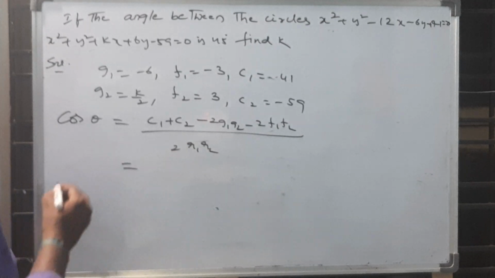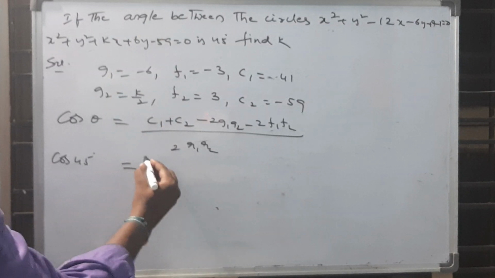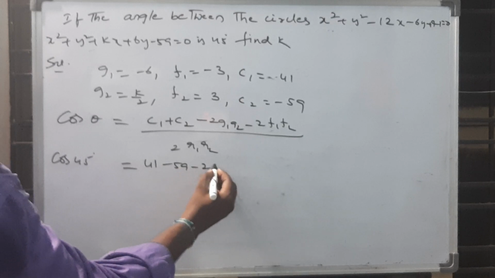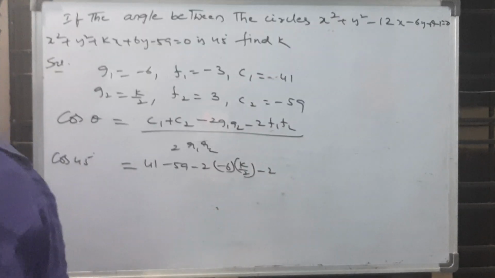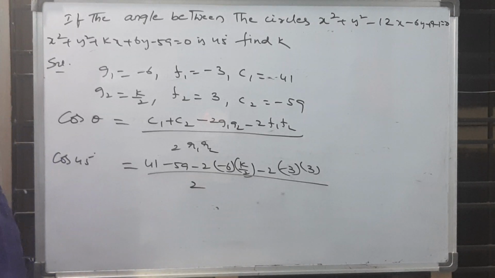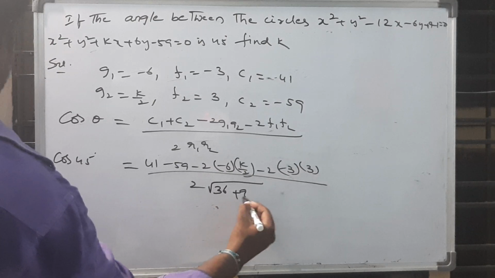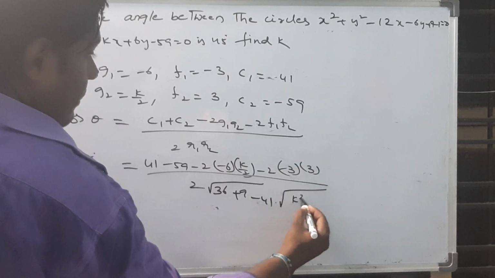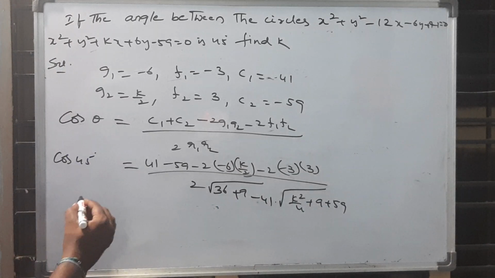That is equal to, already theta value is given. Theta is 45 degrees. Cos 45 degrees equal to c1 plus c2 minus 2 g1 g2 minus 2 f1 f2. C1 is 41, C2 is minus 59, minus 2 into G1 is minus 6, G2 is k by 2, minus 2 into F1 is minus 3, F2 is 3, by 2 into R1 R2. So what is the radius of the first circle? Square root of 36 plus 9 minus 41 into square root of k square by 4 plus 9 plus 59. Cos 45 degrees is 1 by root 2.